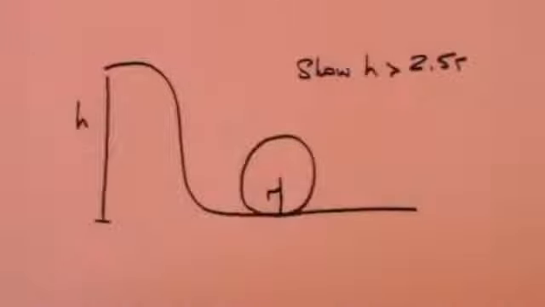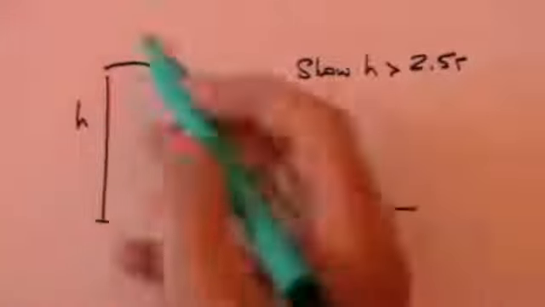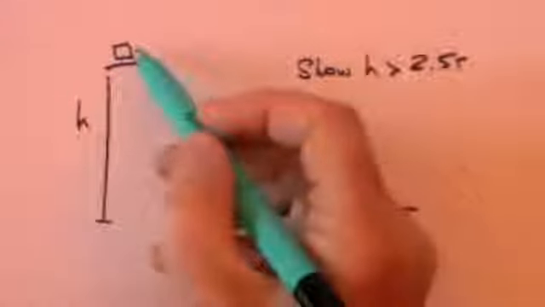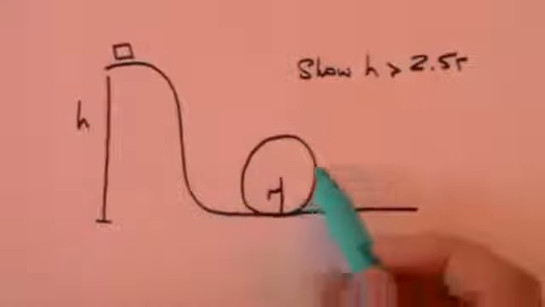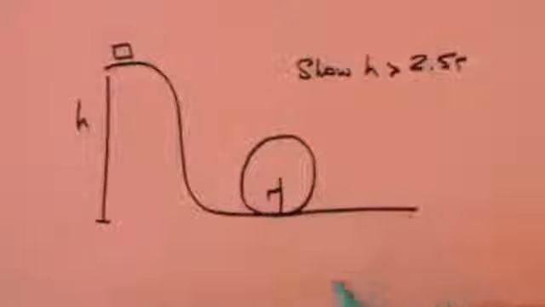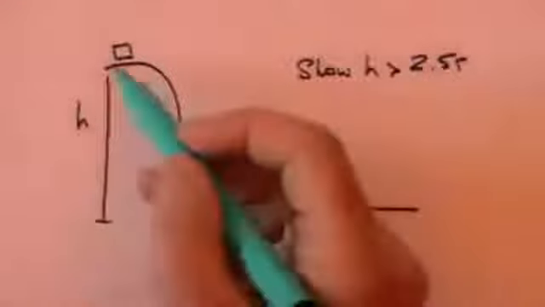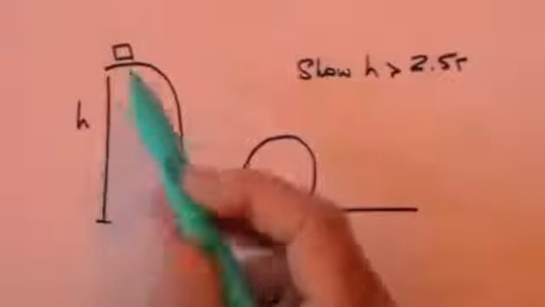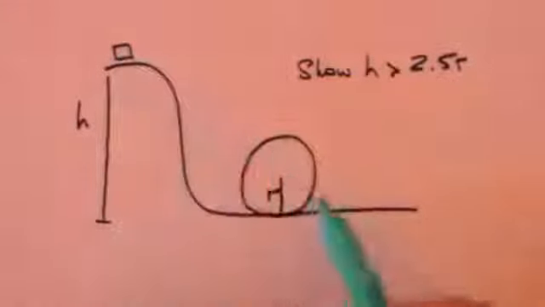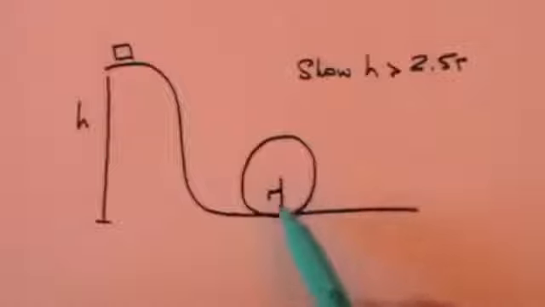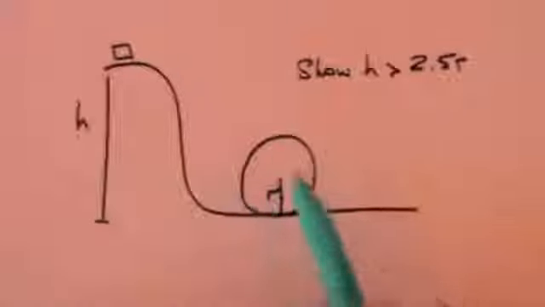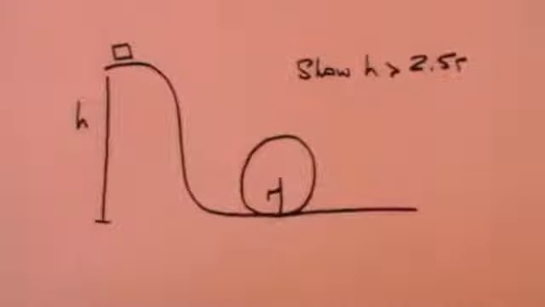And finally, question 13, we've got a roller coaster. The car on the roller coaster comes down the slope, round the loop, and off. And the question you're being asked is that you have to show that the height h, which is the height above the ground that the car starts, must be at least 2.5 times the radius of the loop.